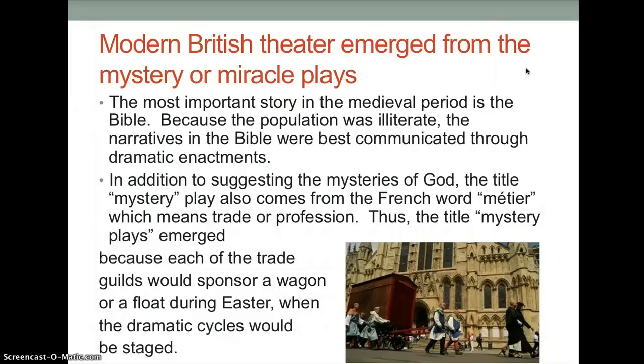So in addition to suggesting the mysteries of God, the mystery play, the title also comes from its origins in these enactments, that is from the word métier, which in French means trade or profession. And as it turned out, the mystery plays were performed by the trade guilds who would sponsor a wagon or a float during Easter when the dramatic cycles were staged. So you can see in this image here a sort of reenactment of one of the wagons or floats and people dressed up as the actors and on their way to perform the mystery play.